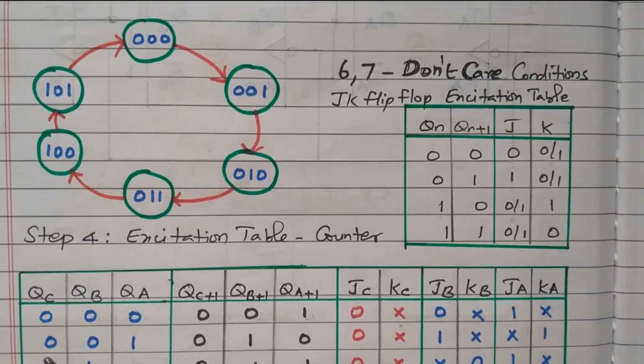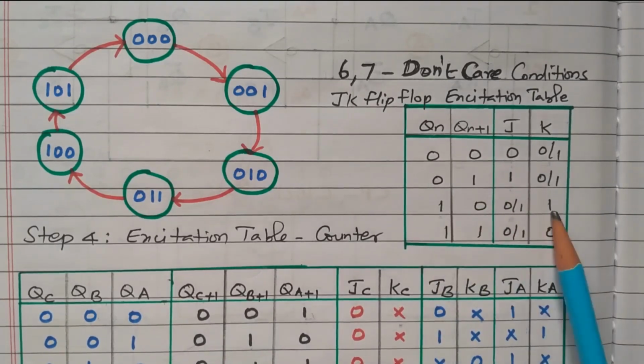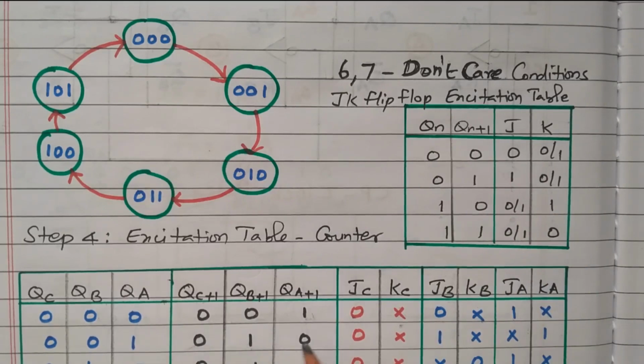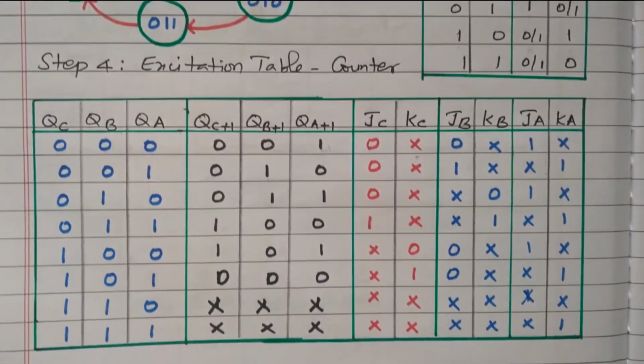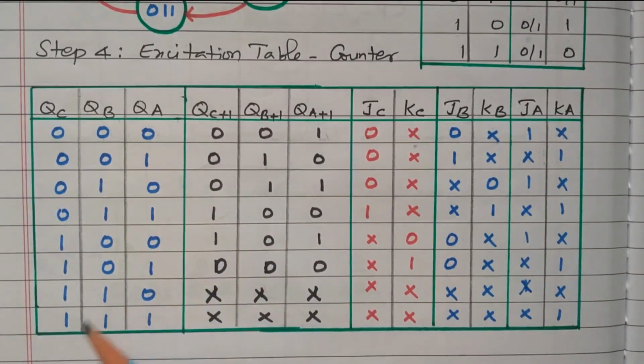We can go for one more. 0 to 0 again means 0 X, 0 to 1 means 1 X, 1 to 0 means X 1. 1 to 0, here 1 to 0, here X 1. The input is X 1. Like that we can identify for all 6 combinations of this binary number.